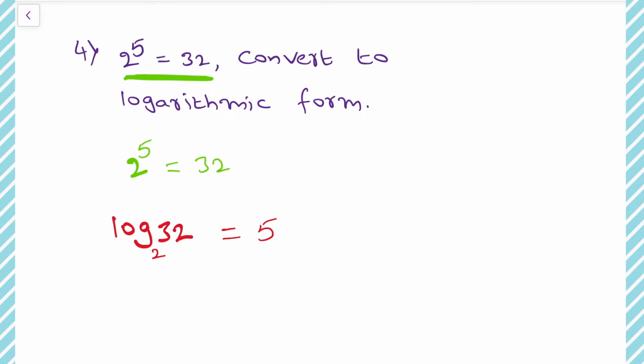The same they can ask in reverse also. Let us take one more example for this. For example, 3 power 4 is equals to 81. So this is exponential form. We need to convert it to logarithmic form. Let us check how to do it.